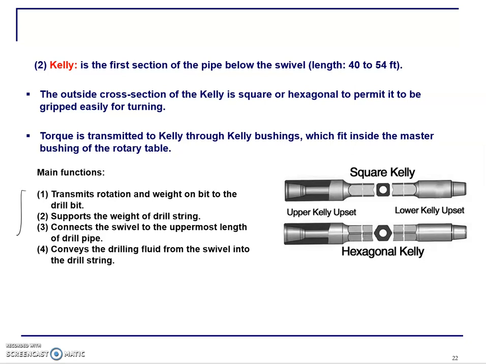So the main functions you can see here. It transmits the rotation, weight on bit, supports the weight of the drill string, of course, and then connects the swivel to the upper part of the drill pipe, right? That's the midsection, and it also transfers the drilling fluid from the swivel into the drill string. So these are the main functions of the Kelly.